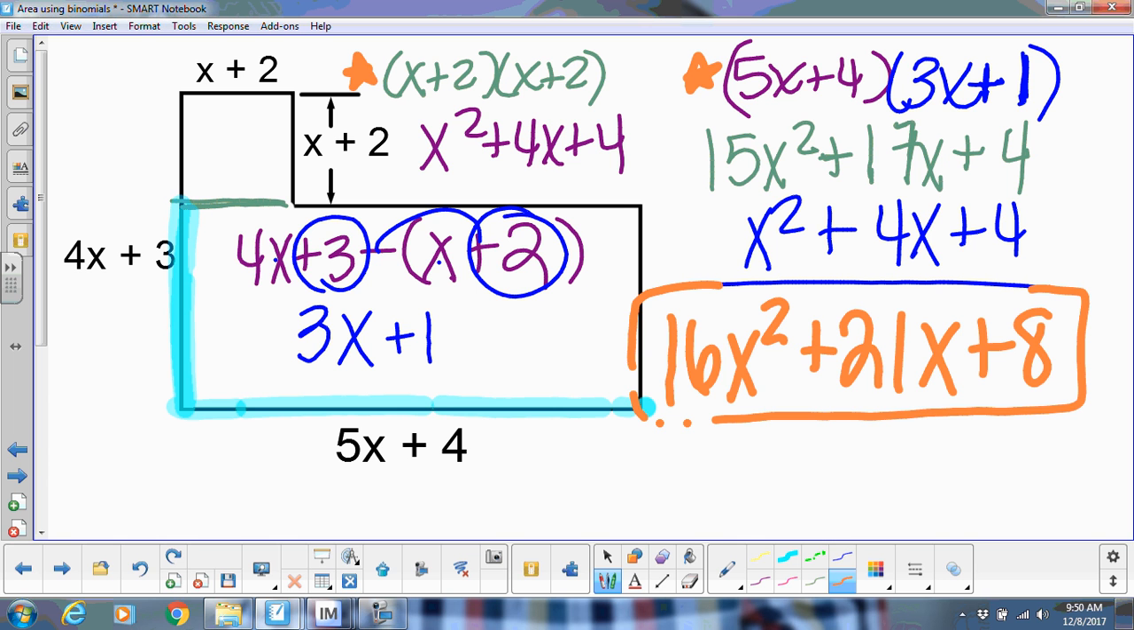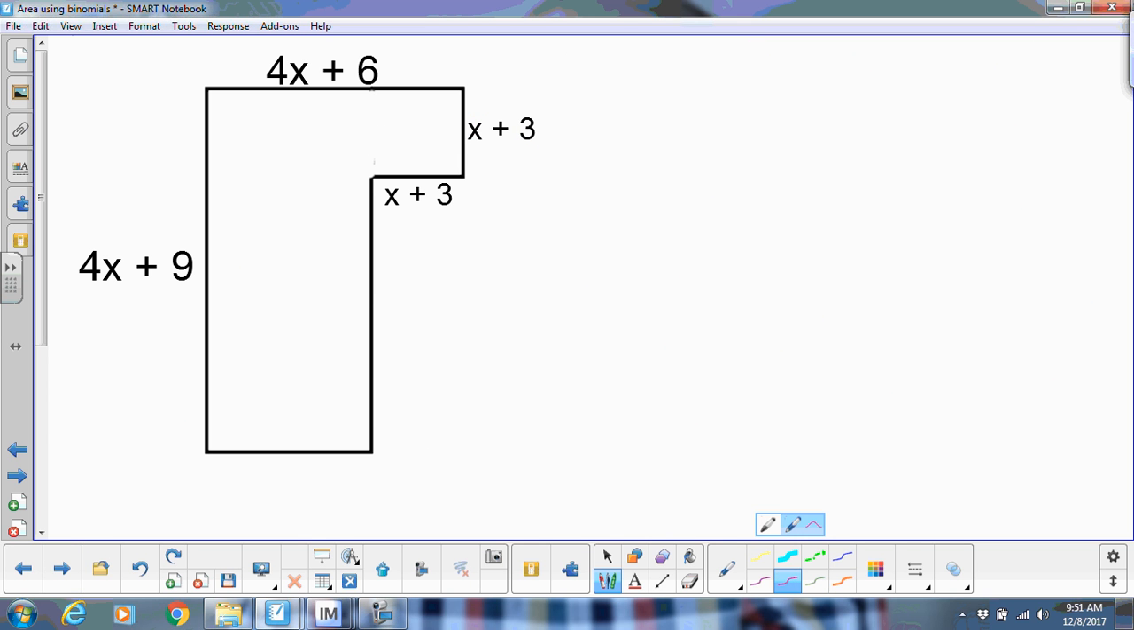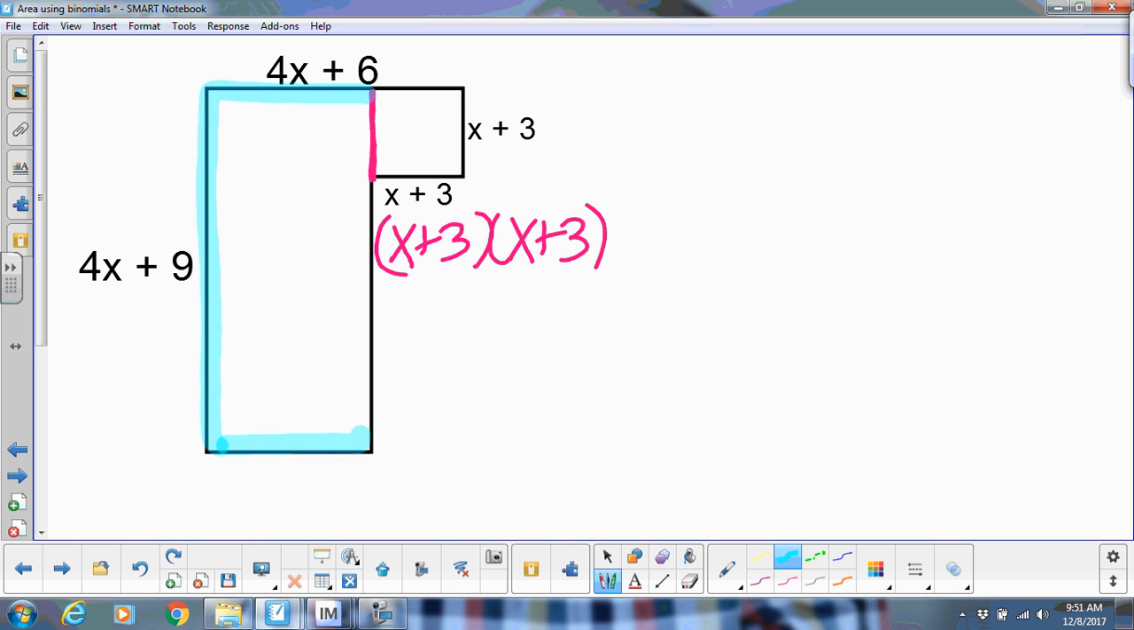All right, question. Does everybody understand how we're getting the area? How we're getting both of the areas? How we have to subtract there? Okay, all right, let's go to the last two. Okay, so the small area here should be x plus 3 and x plus 3. All right, large area. Which side do we need? We need the 4x plus 9, right?